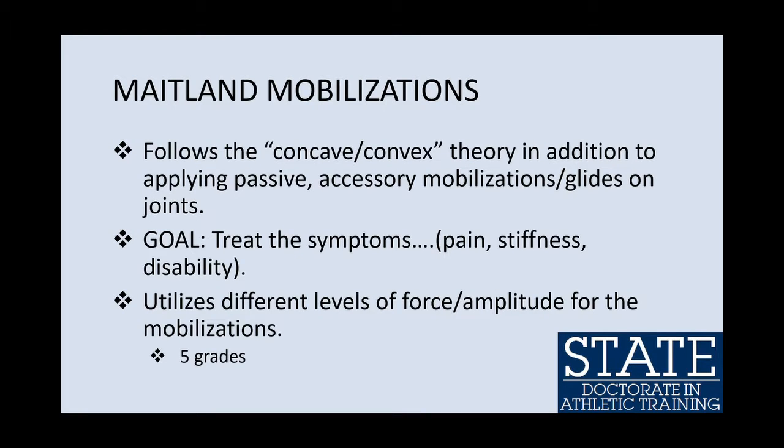To begin discussing Maitland mobilizations, I'm sure you've heard of these in a general way. They follow the concave versus convex theory through applying passive accessory mobilizations or glides on joints. The main goal of these mobilizations is to treat the symptoms such as pain, stiffness or lack of range of motion, and general disability. These mobilizations use different levels of force or amplitude for different purposes, and there are 5 grades, and we'll get to that later.